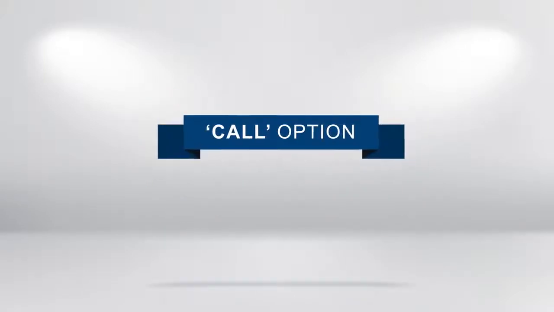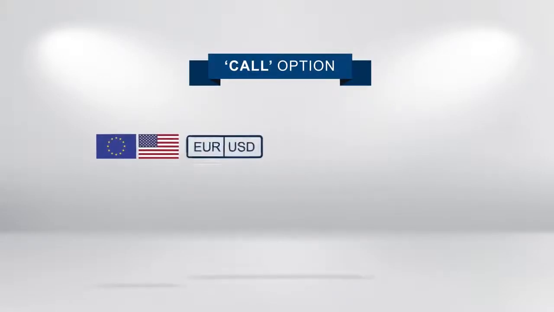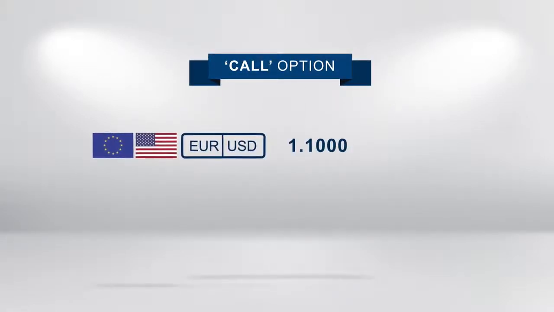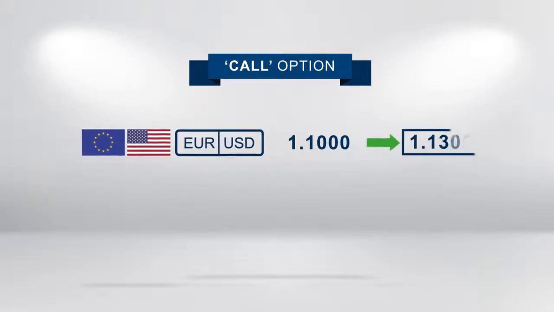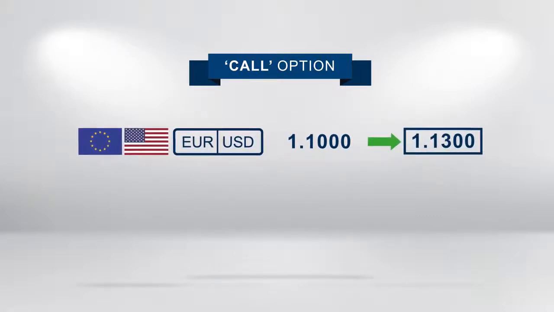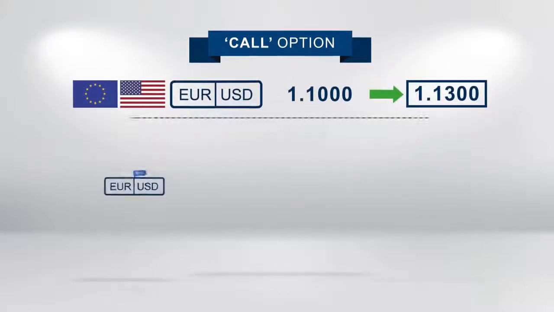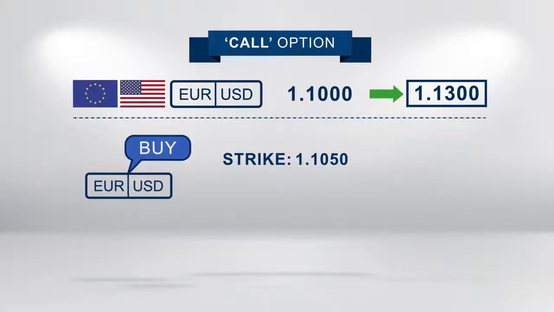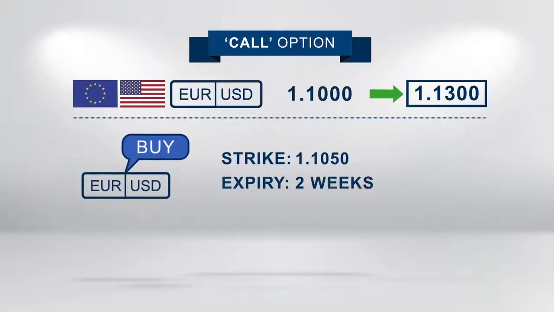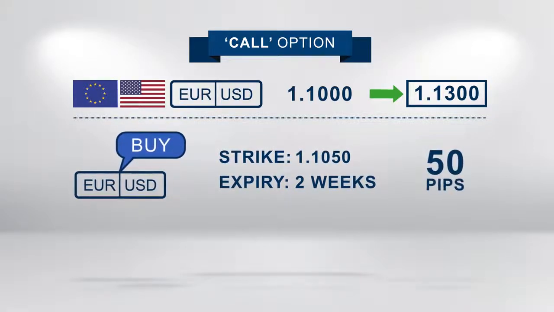Let's take a look at an example. We're looking at euro-dollar spot, currently trading at 1.1000. We expect the currency pair to trade higher over the next 2 weeks and therefore set a target at 1.1300. To express our market view, we buy a euro-dollar call option with a strike at 1.1050 and an expiry date in 2 weeks' time. The price of the option is 50 pips.